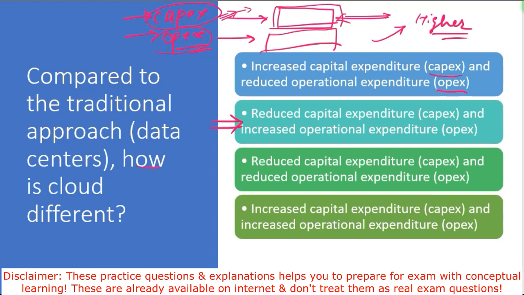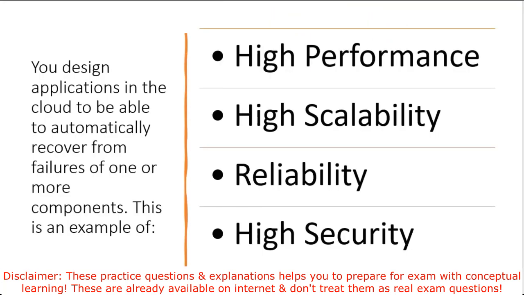Let's talk about the next question now. In this question, they're asking: you design an application in the cloud to be able to automatically recover from the failures of one or more components. This is an example of high performance, high scalability, reliability, or high security.